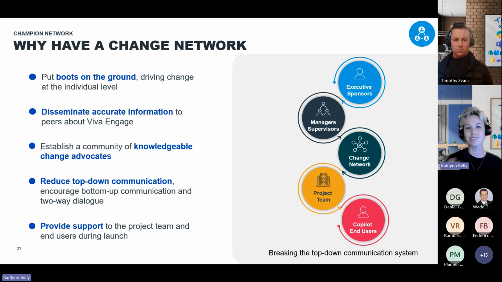But if we only have those two, that's all messaging coming from the top. What we really need is to have some messaging coming from their level as well. And that's that critical central piece with the change network to help with that communication. And ultimately, they provide support. Many of you are working with a small team, maybe a team of one, to try and roll out Copilot, and having a really nice group of champions is really critical to making sure that you also have the support you need to reach a large group of people at once.